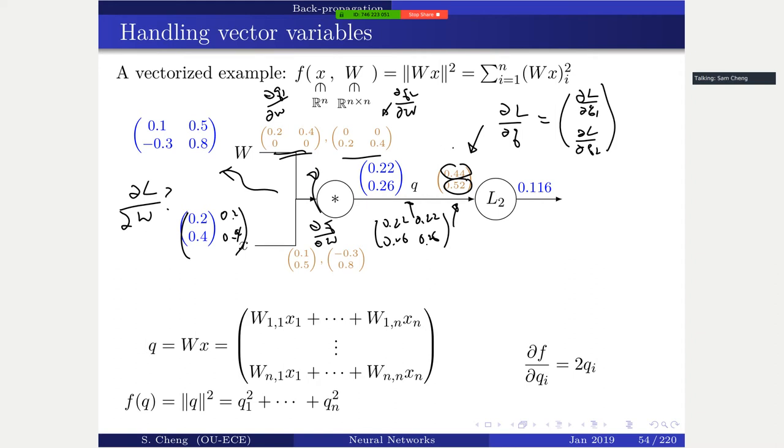So what will be the next two? Let's say instead of Q1, Q2 here, I'll have Q1, Q2, Q3, Q4, just for simple notation. Then for each of them I find the gradient with respect to W, right? I can have partial derivative of Q1 with respect to W, partial Q2 with respect to W, and then partial Q3 with respect to W. I can have four terms here, and partial Q4.